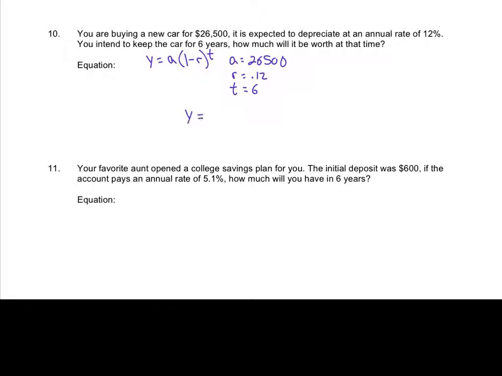So Y equals 26,500 times 1 minus 0.12 to the 6th power. If we calculate that out, we get $12,306.71.